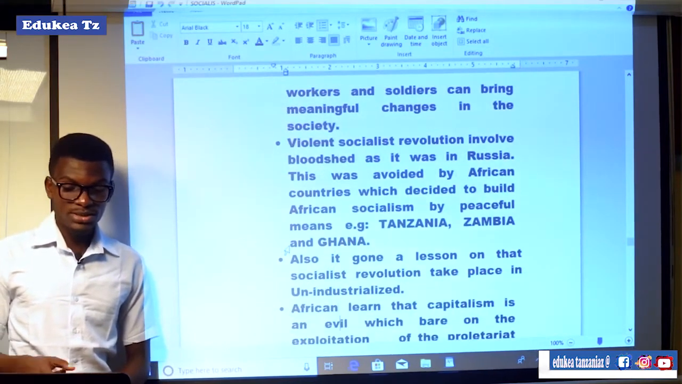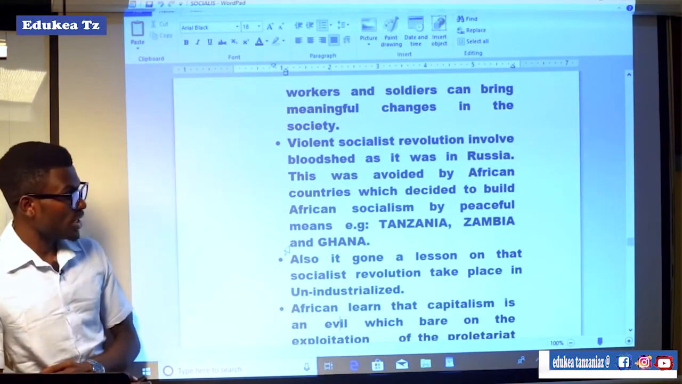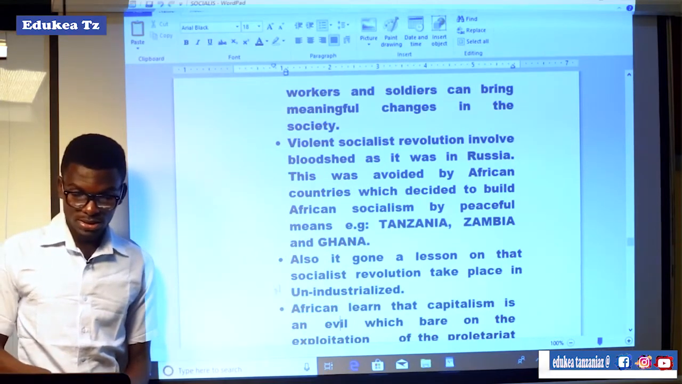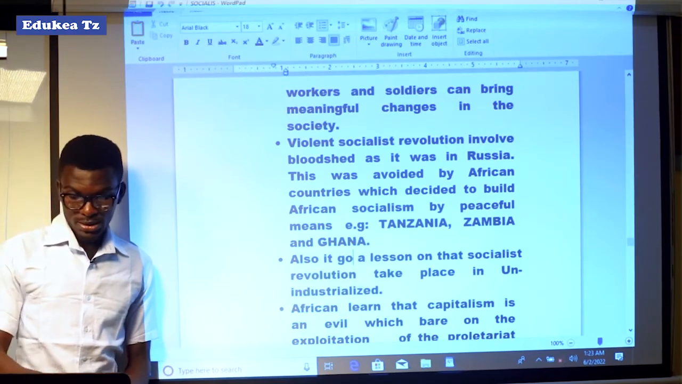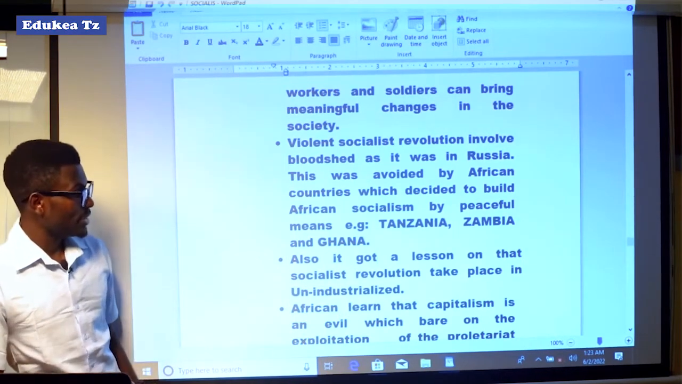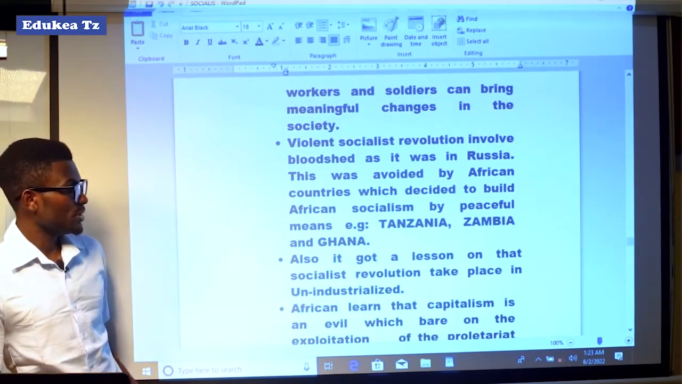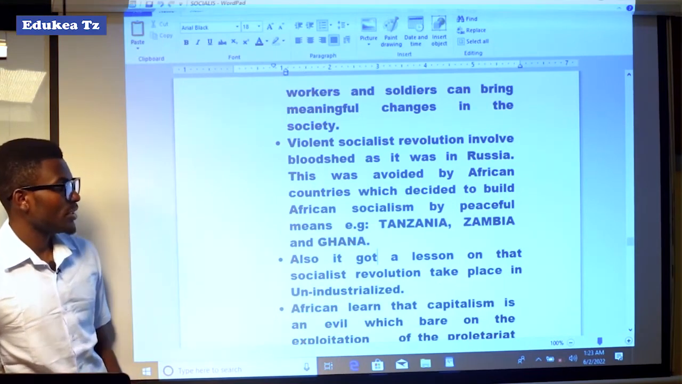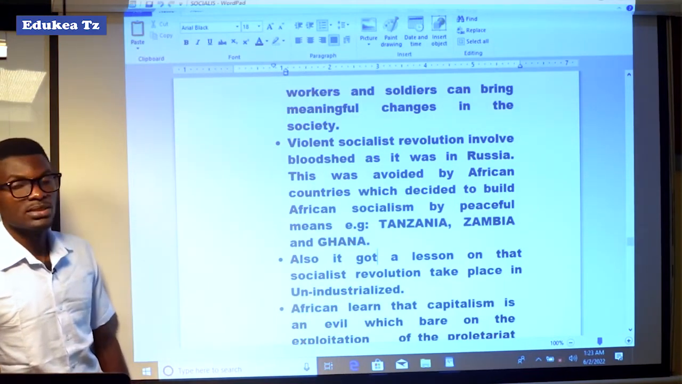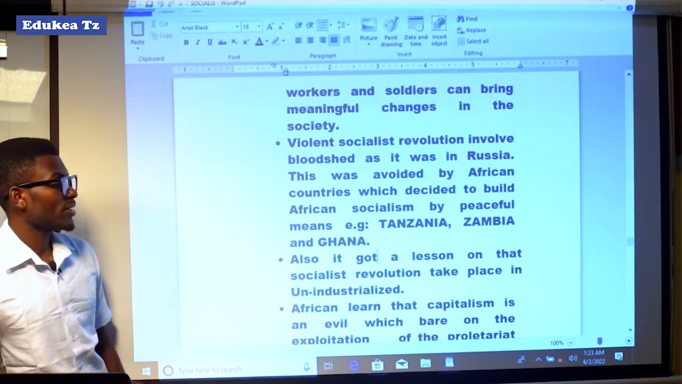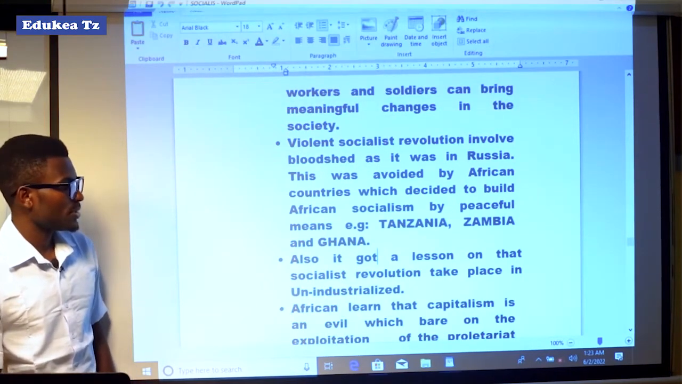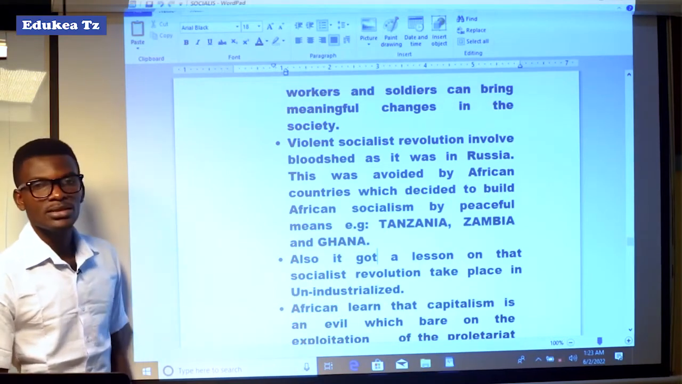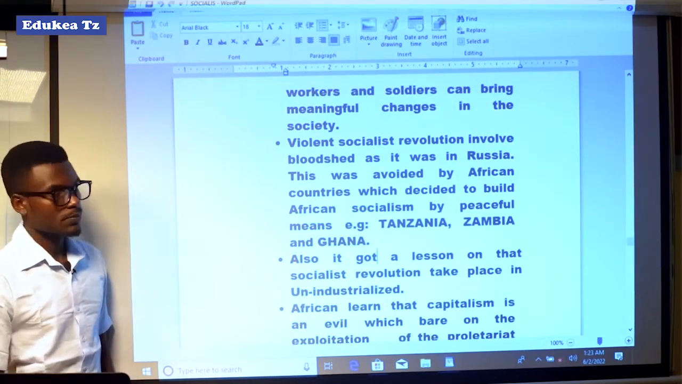Another lesson: it got a lesson that a socialist revolution takes place in an industrialized country. To mean that African countries got a lesson that a socialist revolution takes place in industrialized countries.